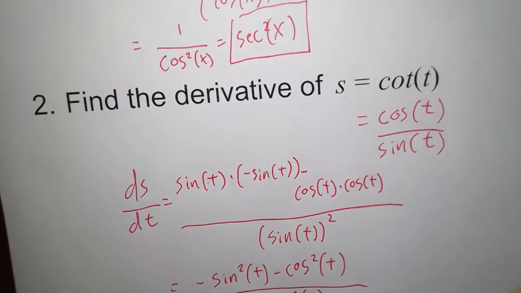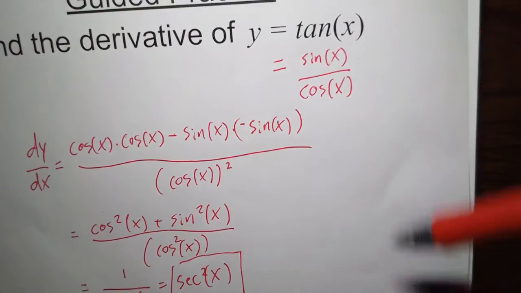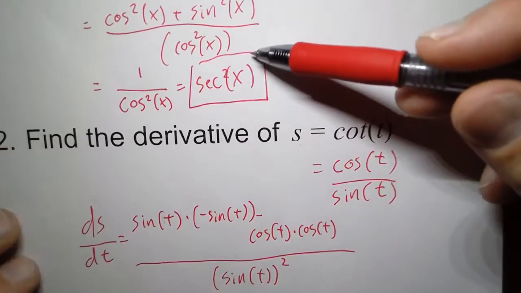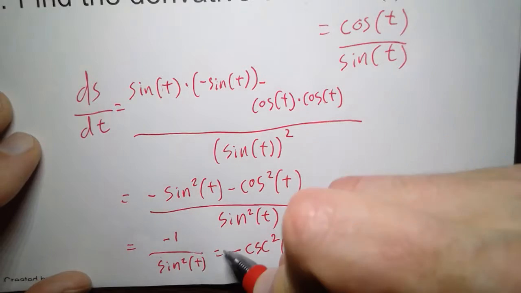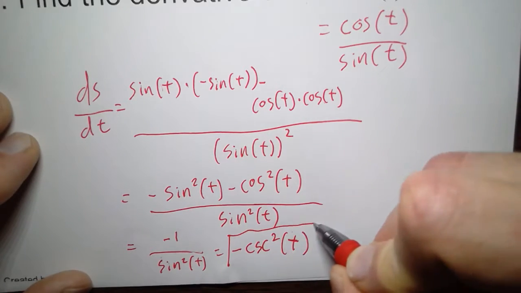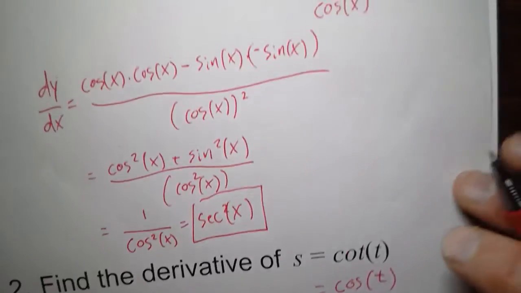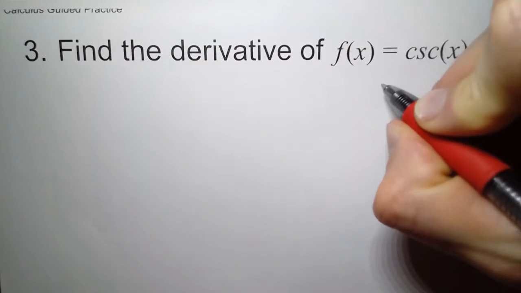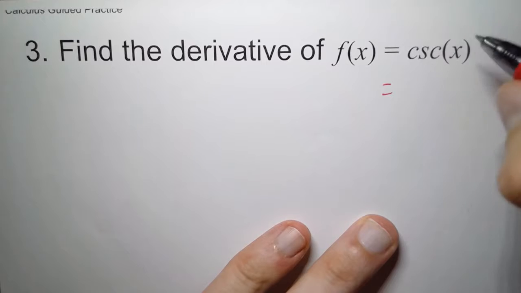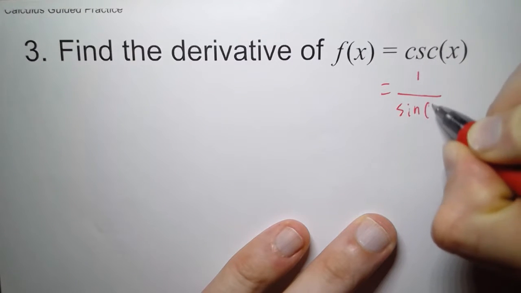And what you'll notice is that tangent and cotangent are reciprocals, but their derivatives are kind of similar. They're both squared, except this one is secant and this one is negative cosecant, and they're both squared. And you'll see a kind of similar relationship going on with the other two. So let's look at those. So with number 3, we've got cosecant. So first we'll write this as a quotient. So this is 1 over sine of x.